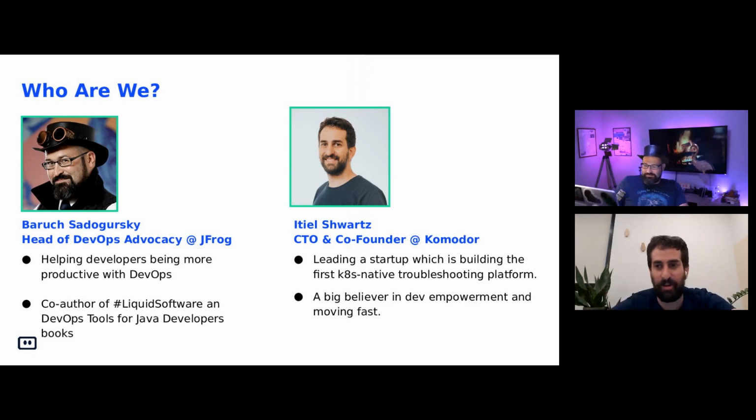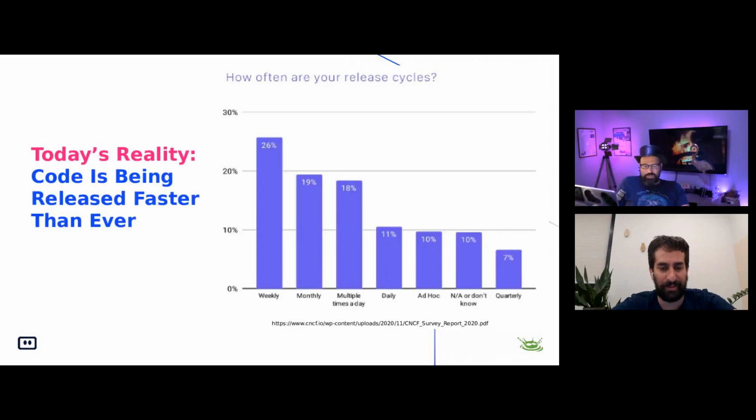So hello everyone, sorry for the technical glitch. My name is Itiel. I'm the CTO and co-founder of Komodor. We are building the first Kubernetes native troubleshooting platform. The goal of Komodor is to help dev and DevOps troubleshoot issues in Kubernetes easier, without the hassle and complexity that the current solutions provide. So this is a little bit about Komodor. Maybe we'll do a deeper dive throughout the presentation. So I think we'll get started, right? Well, after all of the issues.